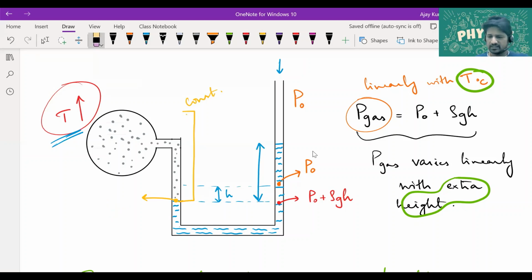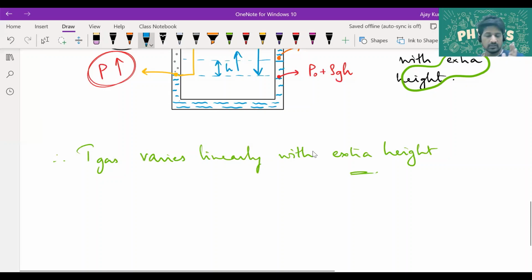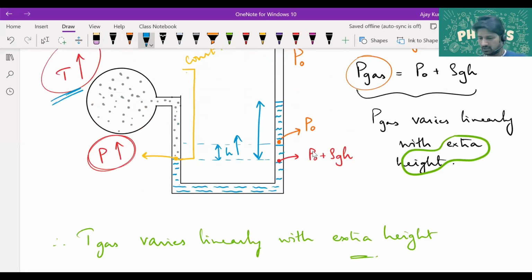Fine. So obviously, as you raise temperature, the pressure of the gas will increase. Now, if the pressure of the gas is increasing, then the pressure of liquid on the other side has to increase. For that, you will have to increase this height. So when temperature rises, pressure rises. When pressure rises, to keep the volume constant, you will have to raise the height. That is how temperature gets related to height. So temperature of the gas varies linearly with that extra height of the liquid in the right side column.